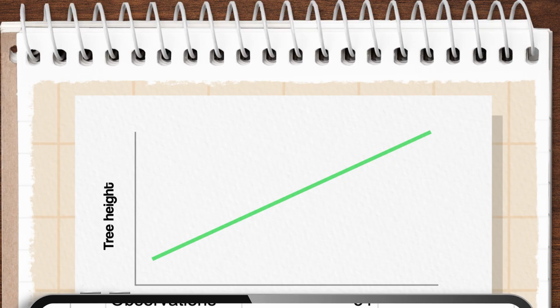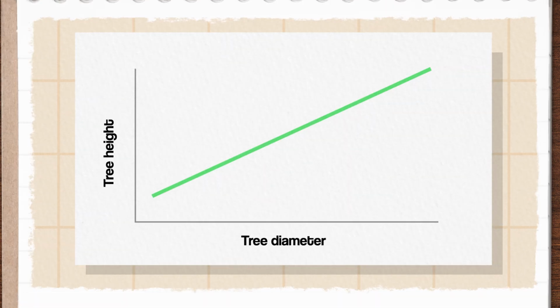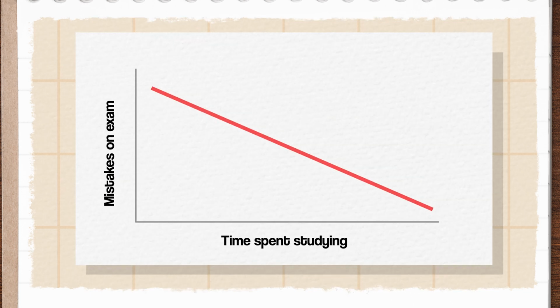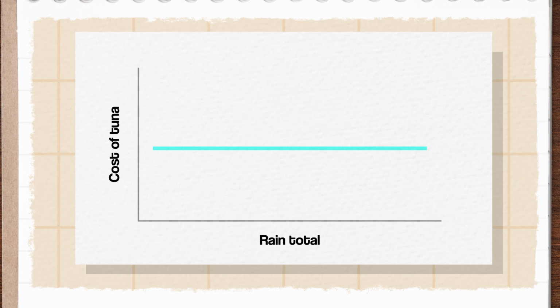Here our slope is positive, which makes sense. Wider trees are usually taller, and that's what we saw in our original plot. But in different cases, the slope might be negative, like if we are predicting mistakes on an exam from time spent studying. An increase in study time can be related to a decrease in errors. And if there is no linear relationship between our independent and dependent variables, we expect our slope to be 0. Like knowing how much it rained today probably can't help us predict the cost of tuna at the grocery store.